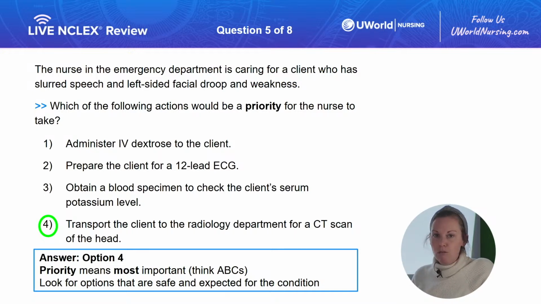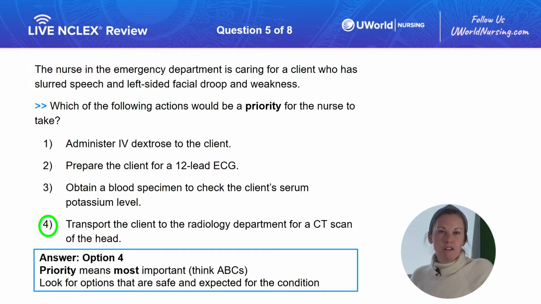What we see in option 1, sometimes hypoglycemia can mimic the presenting symptoms of a stroke, so we would definitely want to rule out hypoglycemia, but we're not going to just jump to giving medication until we've checked a blood sugar and we know that's something we need to do. What we see in option 2, definitely something we probably will do, but not anything that we're going to do before we take a CT scan of the head. We definitely want to monitor the heart, but again, we're prioritizing our brain in this scenario.